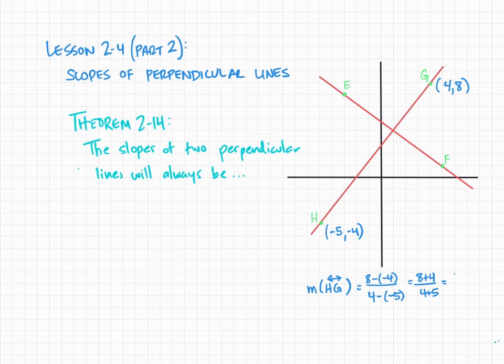So we have a slope of 12 over 9, which if I reduce that, I'm going to keep as an improper fraction. I'm not going to turn it into a mixed number. Divide top and bottom by 3. And I'm going to get 4/3 for the slope of line HG. So I'm just going to write that along the side here. Slope is positive 4/3. That makes sense. It's positive, like we talked about.